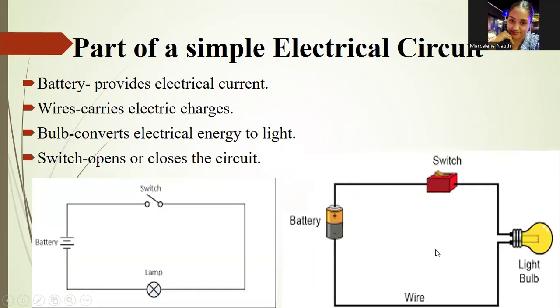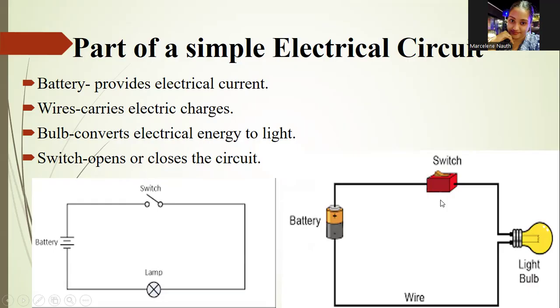So we have the battery, we have the wires. Now the lines that you are seeing and you weren't able to tell me what they were, they are called wires, right? Then we have our bulb here and we have our switch. Now, our battery provides electrical current, and it is also known as a power source. Then we have our wires, which carry electric charges. We have our bulb, which converts electrical energy to light, and we have our switch, which opens and closes the circuit.